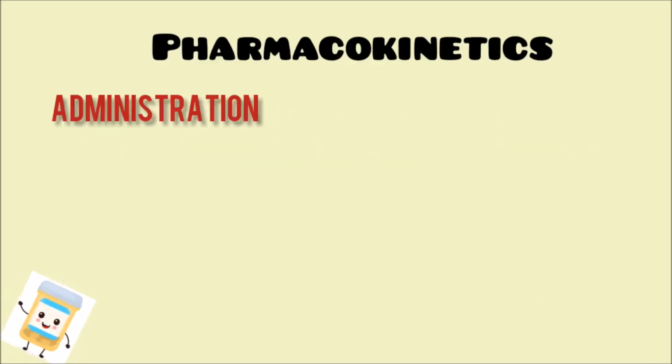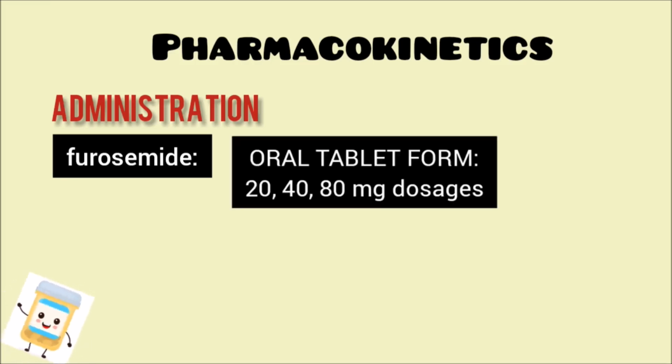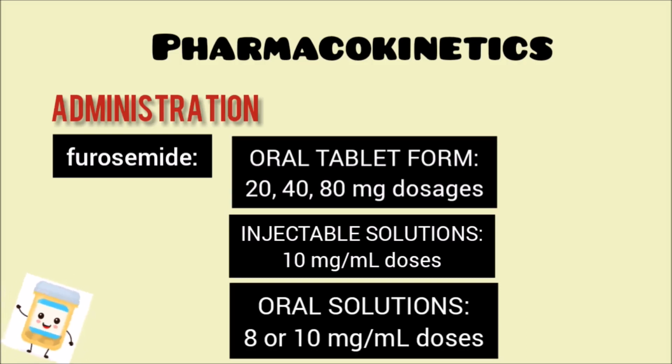Pharmacokinetics. For my administration, several loop diuretics come in IV and oral forms. Furosemide comes in oral tablet form in 20, 40, and 80 mg dosages. Injectable solutions come in 10 mg per ml doses. Oral solutions come in either 8 or 10 mg per ml doses.